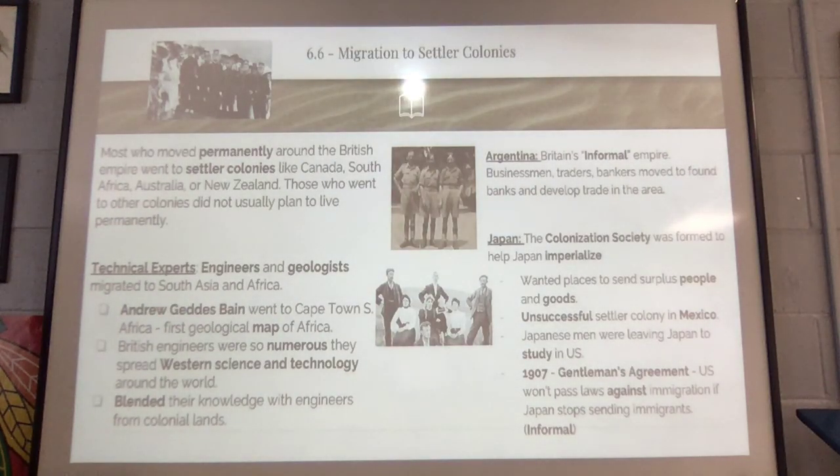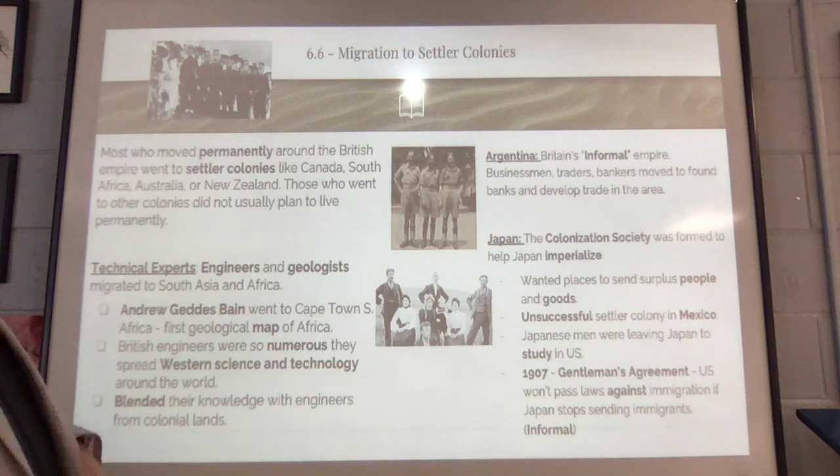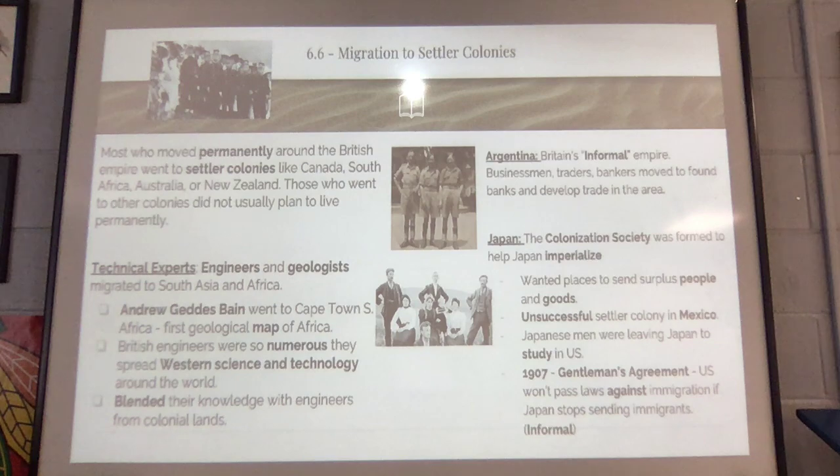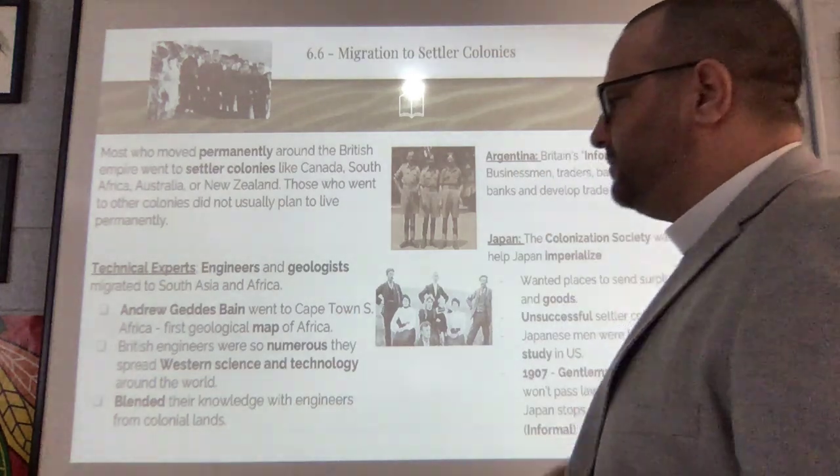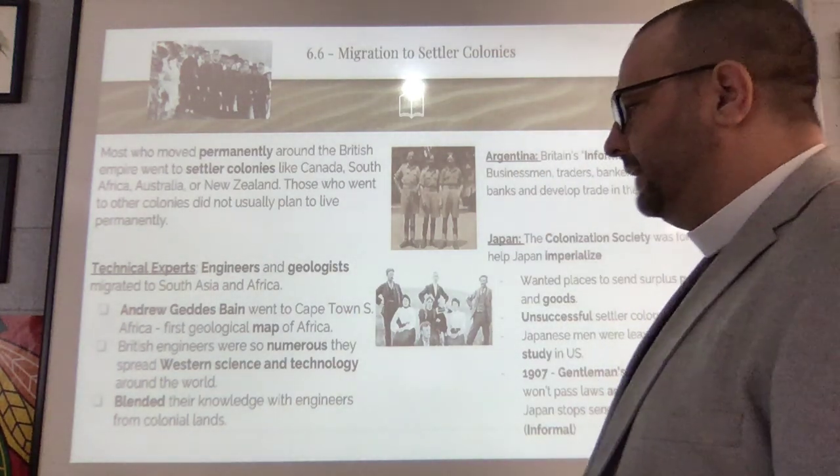Now, most who moved permanently around the British Empire went to settler colonies like Canada, South Africa, Australia, or New Zealand. And those who went to other colonies didn't usually plan to live there permanently. And here's some more specific examples here. We know that some technical experts like engineers and geologists migrated to South Asia and Africa.